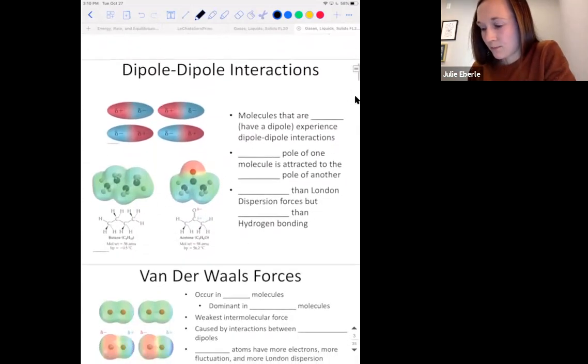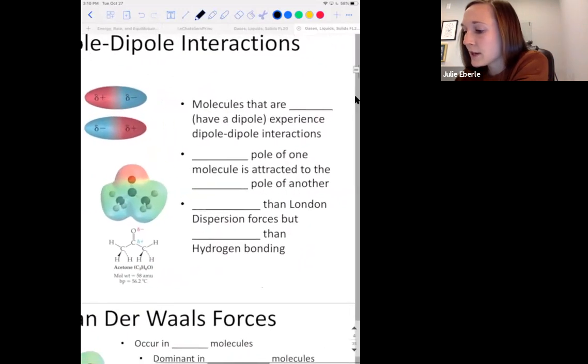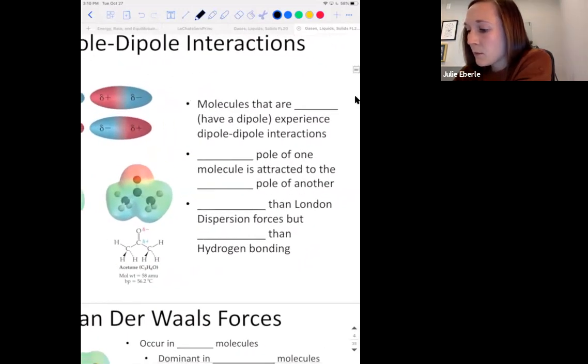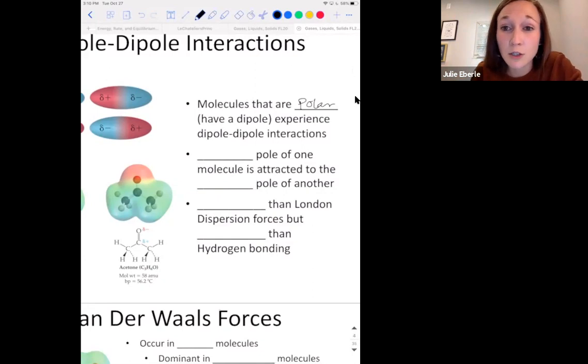Okay, dipole interactions. We're going to fill in a few blanks to define a couple of things, and then we'll see how that affects some properties. So dipole interactions: what kinds of molecules do they occur in? Molecules that are polar and have a dipole. I'll remind you, how do we draw in a dipole on a molecule? A lot of what we're going to do today draws on chapter 4 material, Lewis structures.